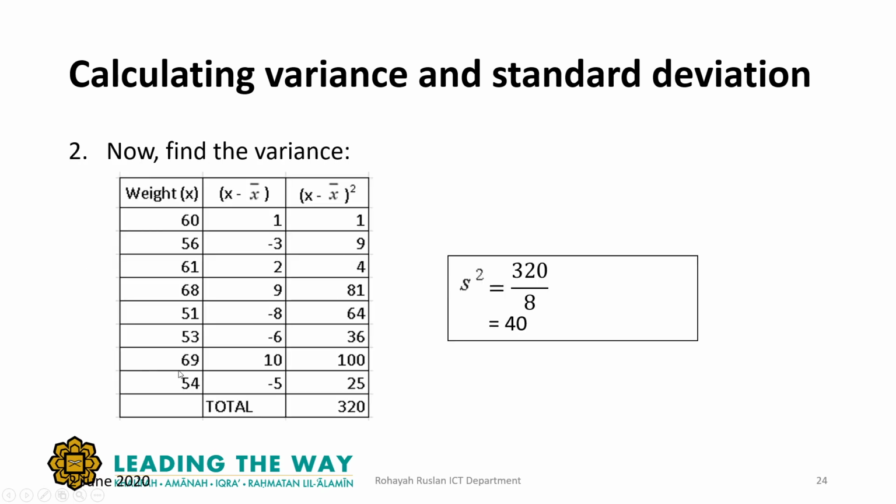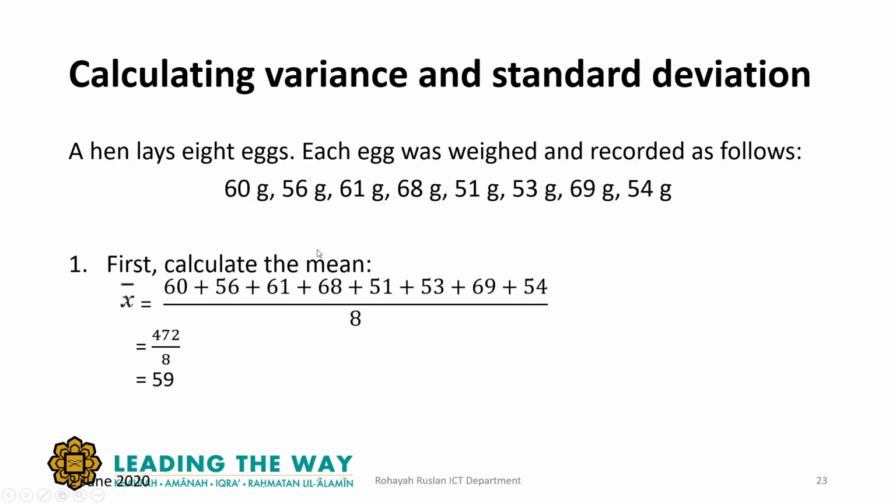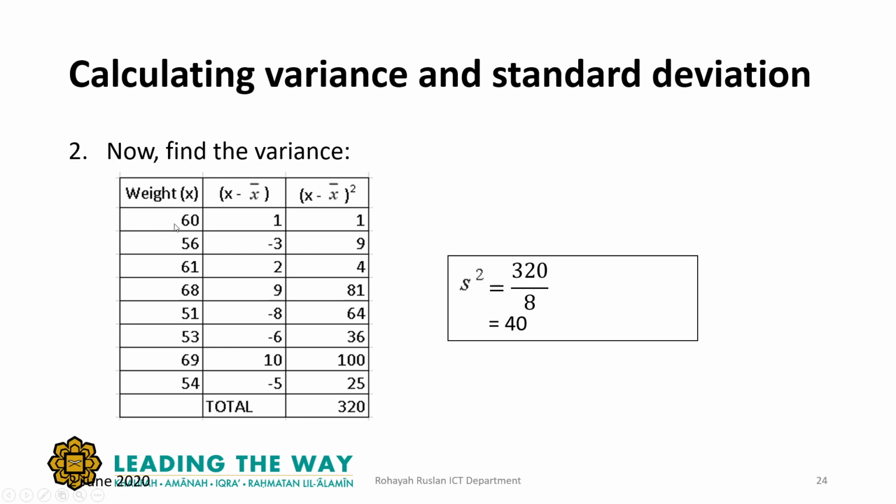When we go to the next slide, how do we find the variance? It is the weight minus the mean. So we have 59, so 60 minus 59, we get the number 1. We square the 1 and we will get another value. From here you will get the total of 320, divided by 8, and then you will get the answer, which is 40.